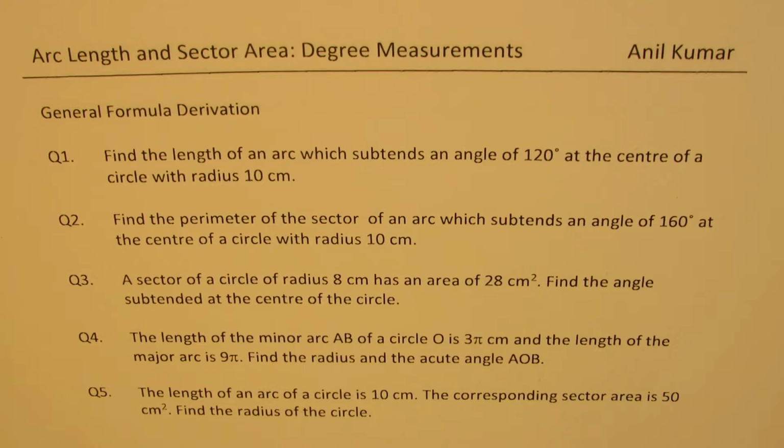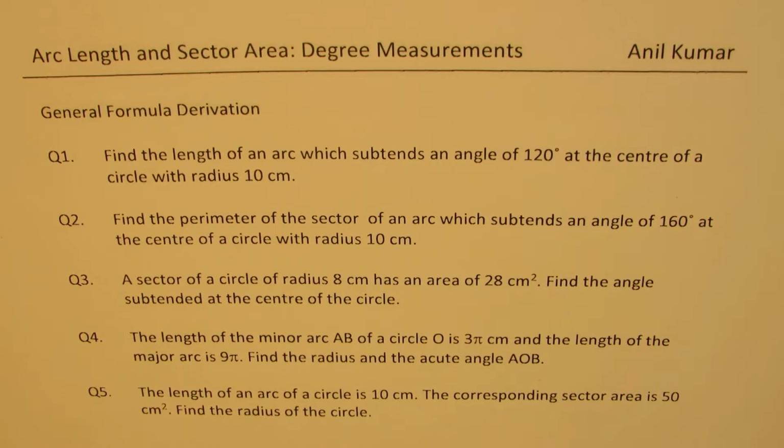Question number 1 is, find the length of an arc which subtends an angle of 120 degrees at the center of the circle with radius 10 centimeters. Question number 2. Find the perimeter of the sector of an arc which subtends an angle of 160 degrees at the center of the circle with radius 10 centimeters.